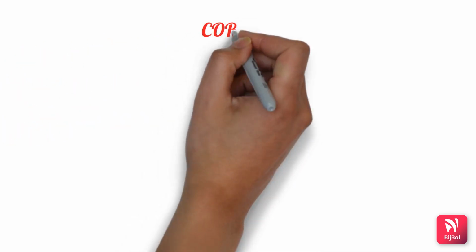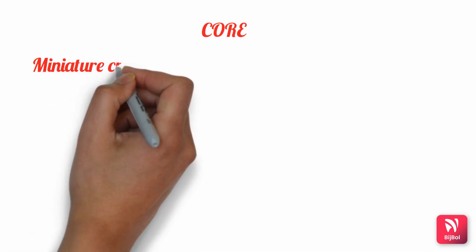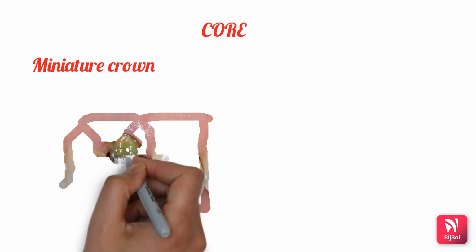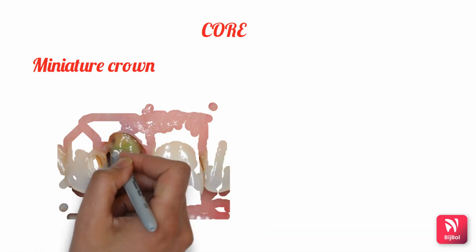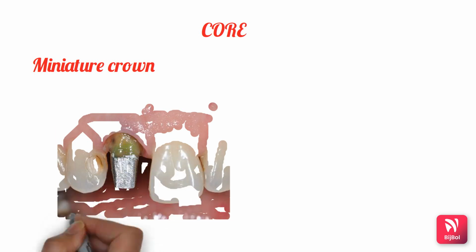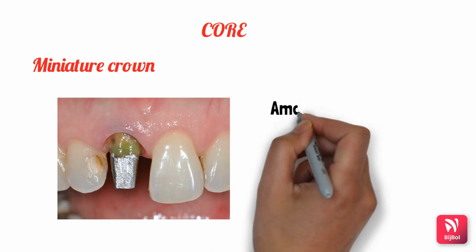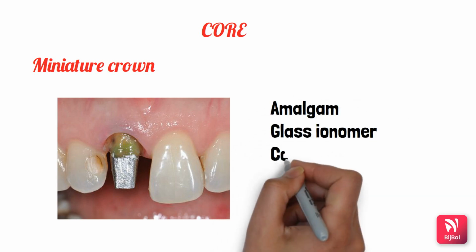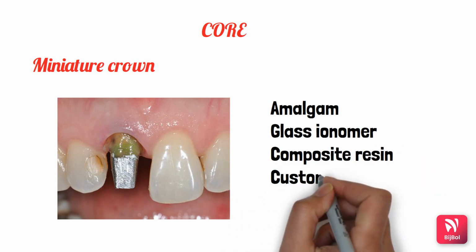So we'll see the next part of the post and core, that is the core. It is nothing but the supragingival portion that replaces the missing coronal tooth structure and forms the center of the new restoration. It is also known as a miniature crown. There are various materials available for the core buildup, that is dental amalgam, glass ionomer, composites, and the custom-made post.